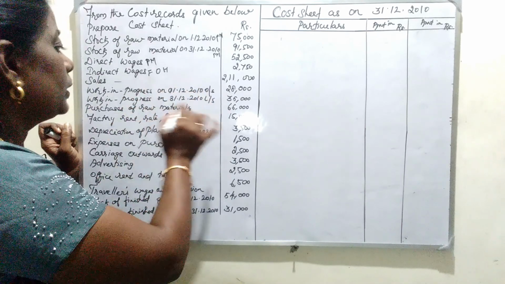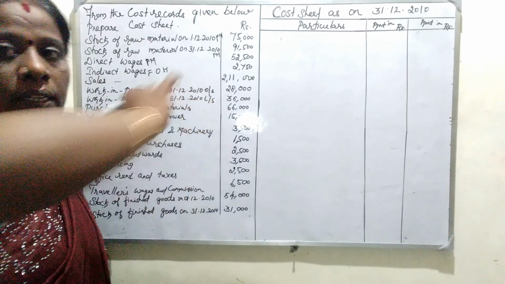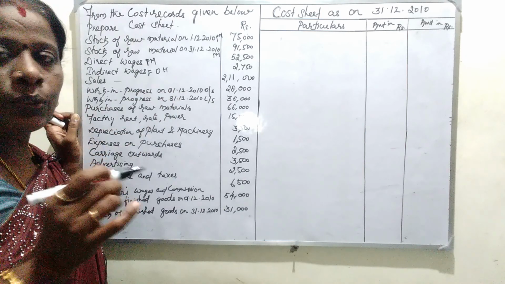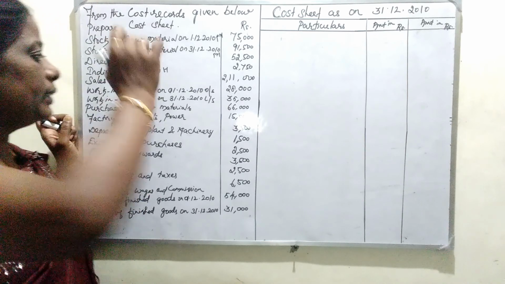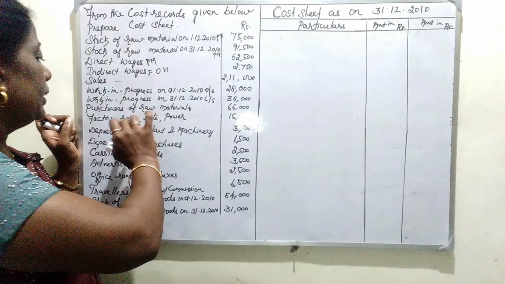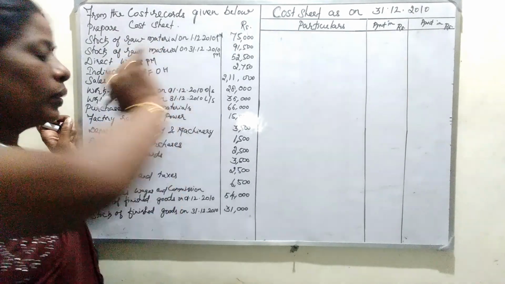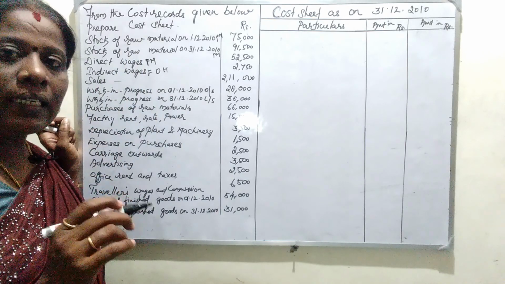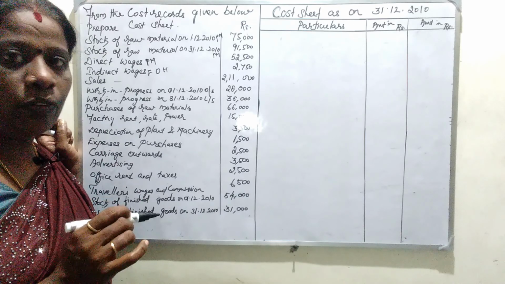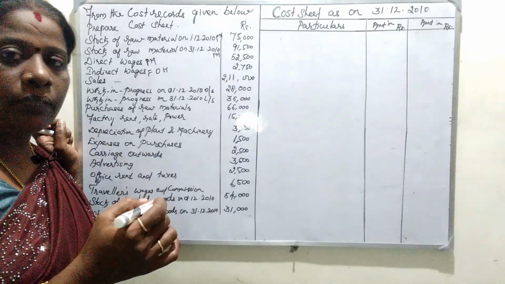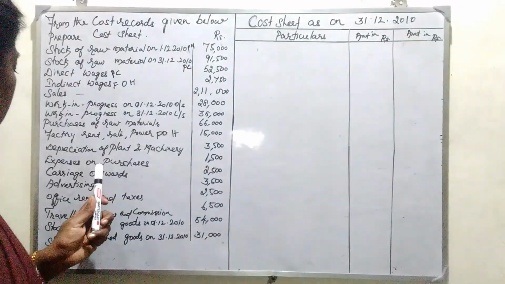And next, purchases of raw material. It has to be added with the opening stock, as already said. And next one, factory rent, rate, power. These expenses are all related to the factory overhead, so they come under the factory overheads.